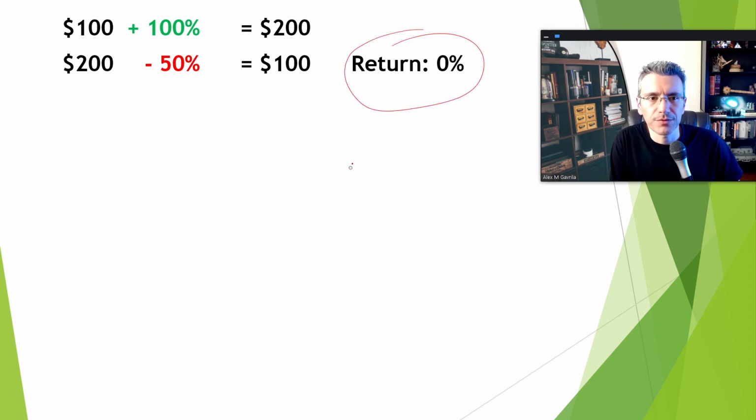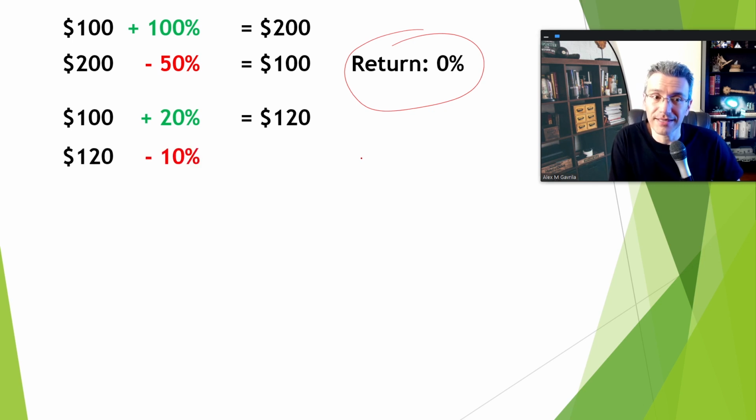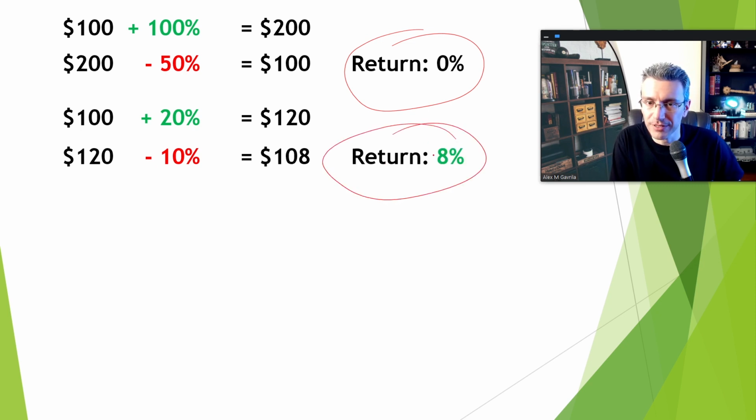Now let's look at the next one. Let's say you start out with $100 plus 20%. 20% of 100 is $20. That gives you 120. So 120 minus 10%. 10% of 120 is $12. 120 minus 12 gives you 108. That gives you a percentage return of 8%. So clearly, the second option is preferable to the first one and not vice versa.